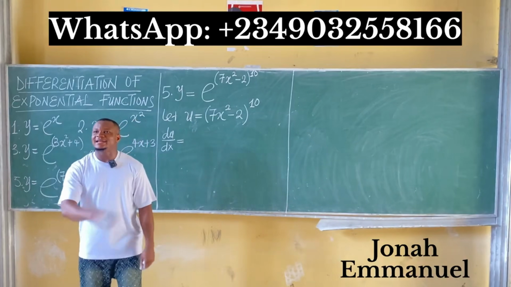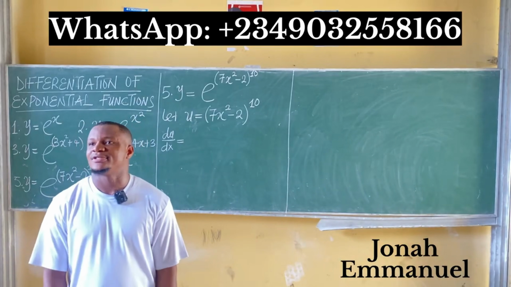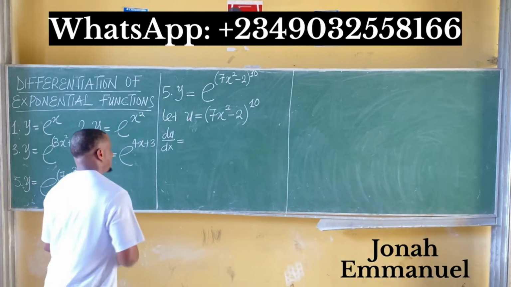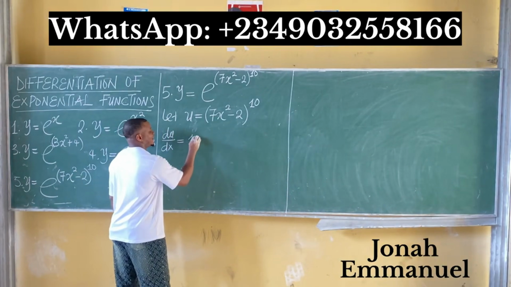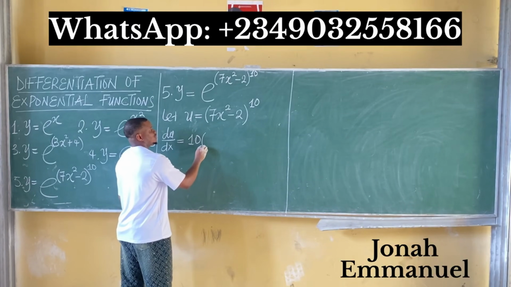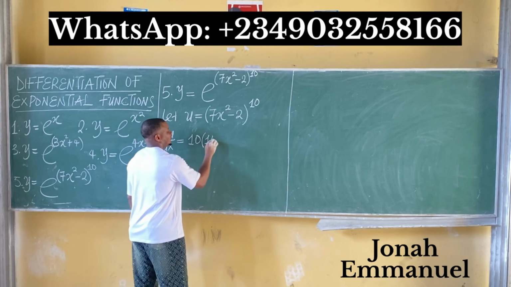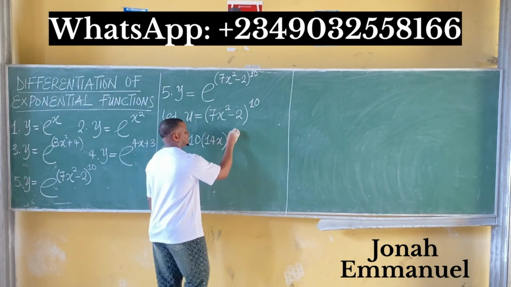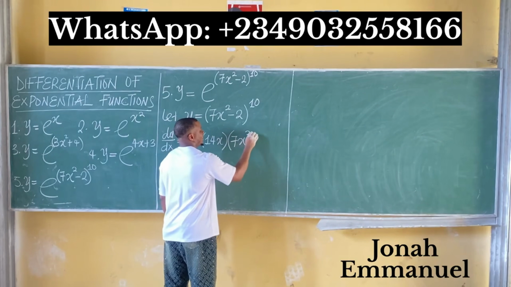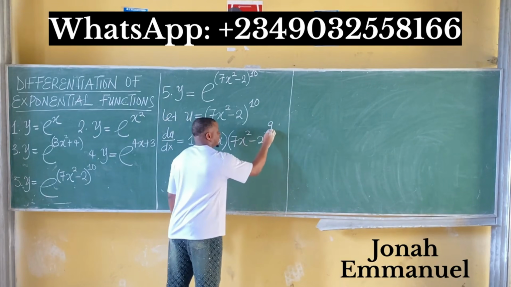At this point, it is permitted to use the chain rule shortcut. So please, let's use the chain rule shortcut here. What is the shortcut? Number 1, write the power. Number 2, differentiate the term in brackets. What do you have there? 14x. Number 3, repeat the term in bracket. What do you have there? 7x squared minus 2. Finally, subtract 1 from the power, 9.